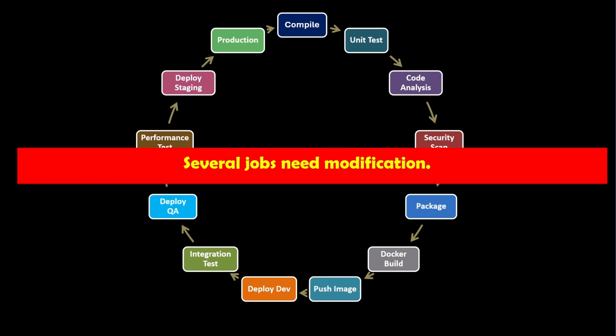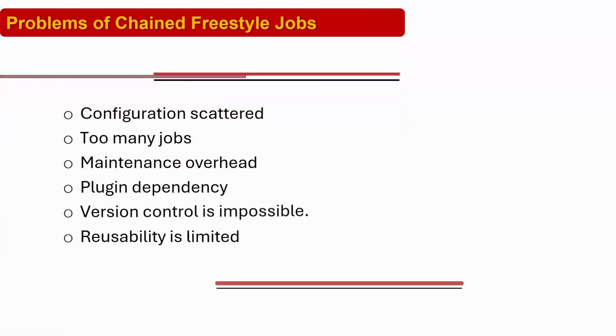Let's understand the specific problems. Problem number 1 is that configuration is scattered. Instead of one pipeline, the configuration is spread across many Jenkins jobs. To understand the flow, developers have to open multiple projects. Problem 2 is too many jobs. An enterprise may have hundreds of freestyle projects, so finding the correct one becomes very difficult. Problem 3 is that maintenance becomes expensive. Suppose your Maven version changes. Now you must update every freestyle job individually.